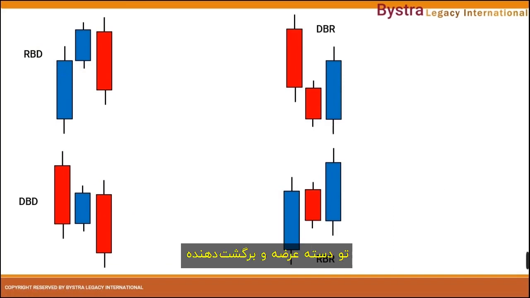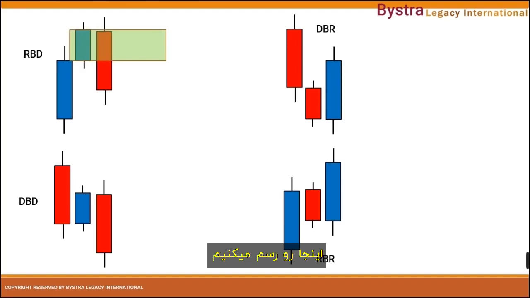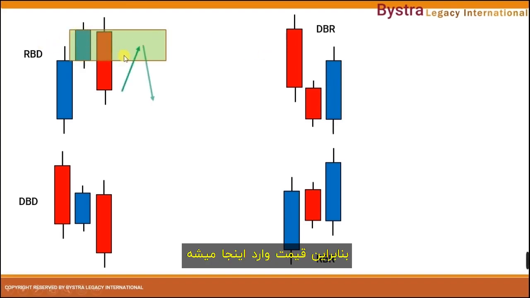Under the supply and reversal category, how do we mark the base for this? We mark here, this base, only the body. So price comes in, reacts to this base, and continues on the downtrend.